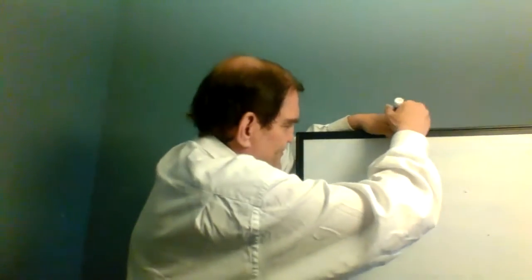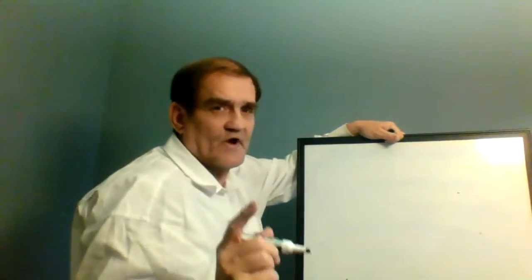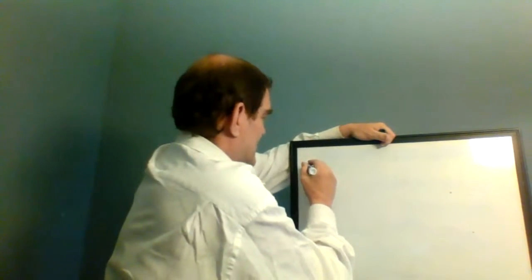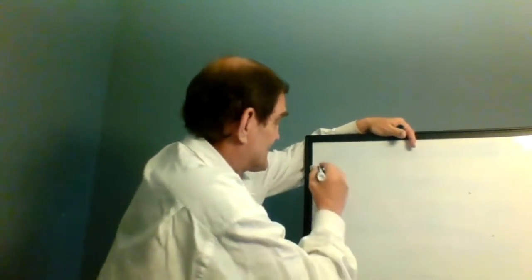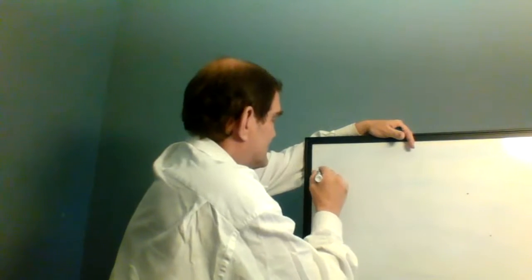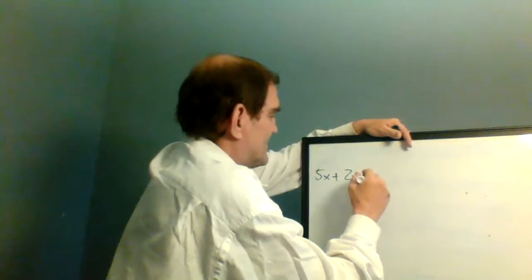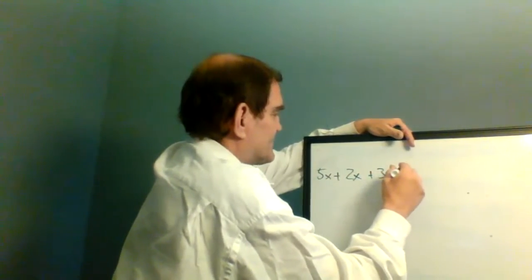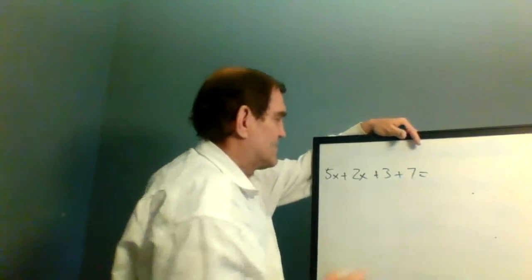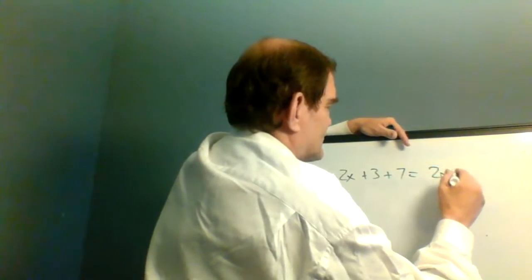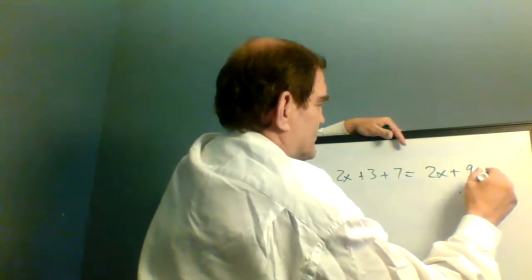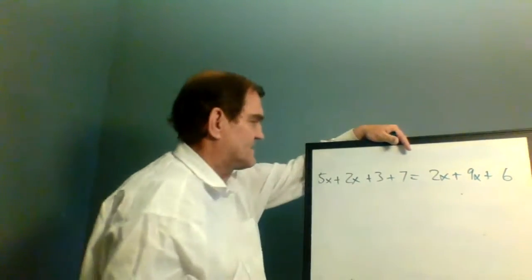All right. As we look at linear equations, it's always good to realize that you're trying to solve for x. It could be x and y too, but in this case, we're solving for x, or whatever the variable is, okay? So you've got 5x plus 3, plus 2x plus 7, is equal to 2x plus 9x plus 6. All right? So what do you want to do?